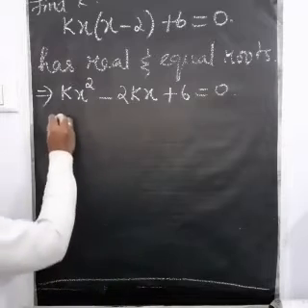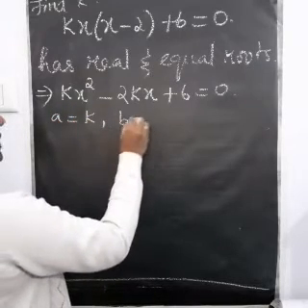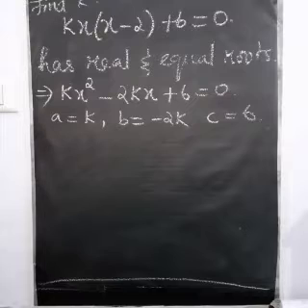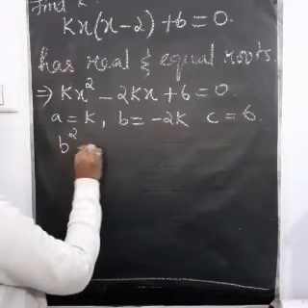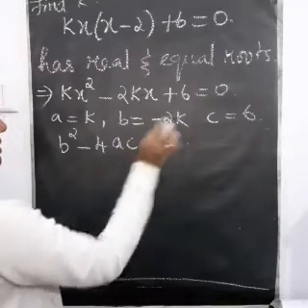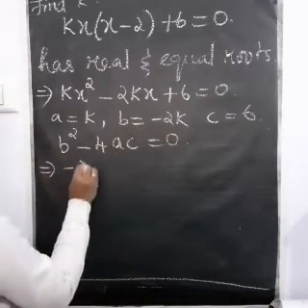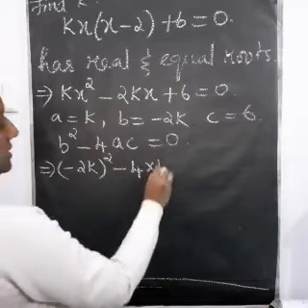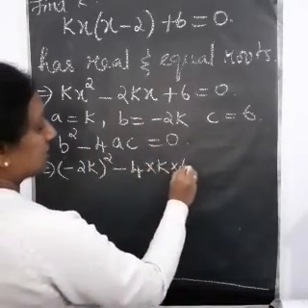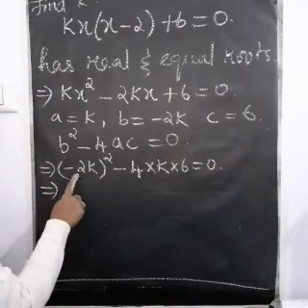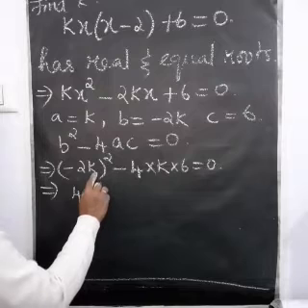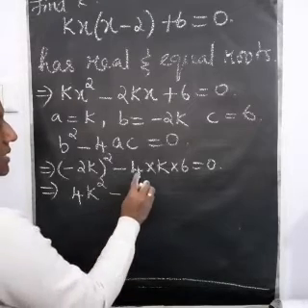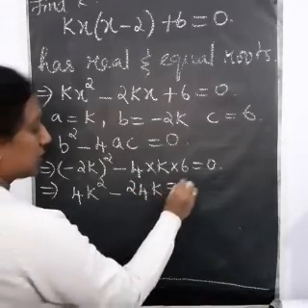Have you got it? So now what is my a? a is equal to k. What is b equal to? Minus 2k. What is c equal to? 6. Now real and equal roots means what is the condition? b squared minus 4ac equal to 0. That implies what is my b squared? Minus 2k the whole square, minus 4 into what is a? a is k, into c is 6, equal to 0. That is minus 2 into minus 2 will be 4. k into k will be k squared. Don't forget to square k also, children. It's a common mistake. Minus 4 6s are 24k equal to 0.